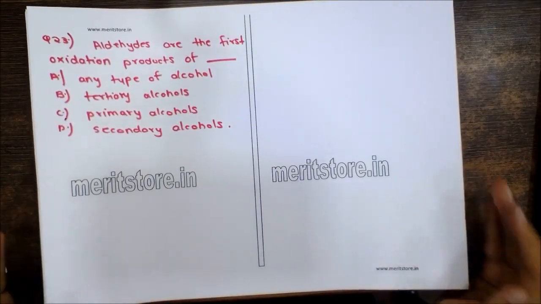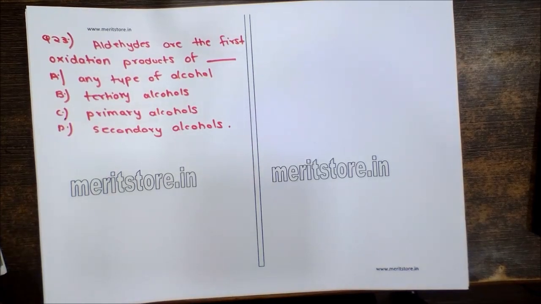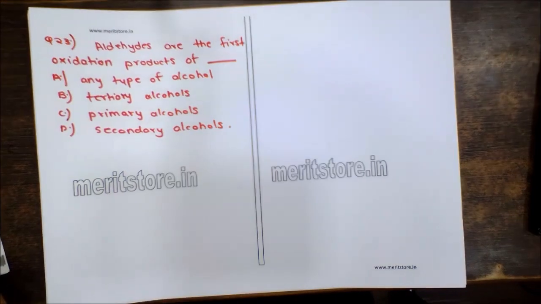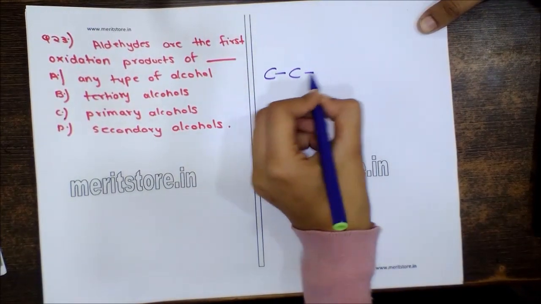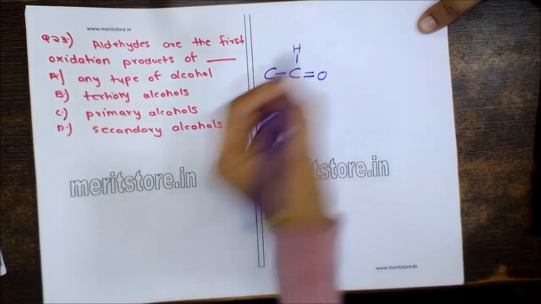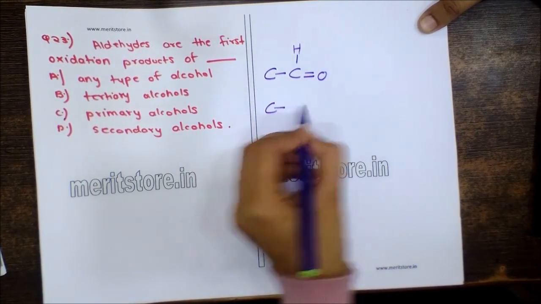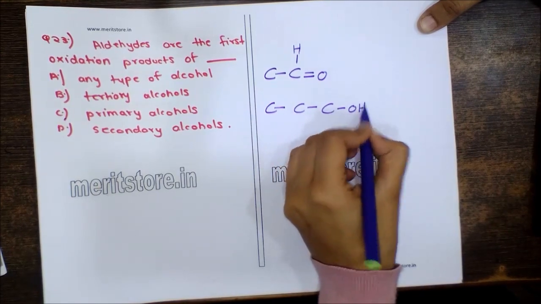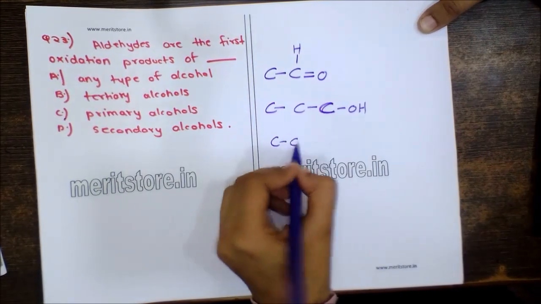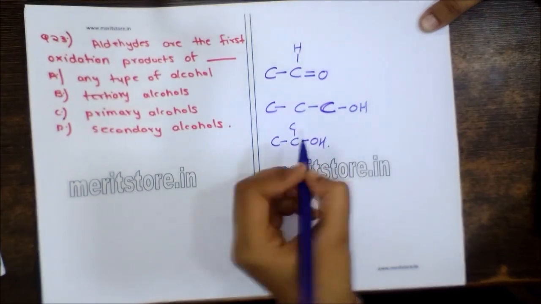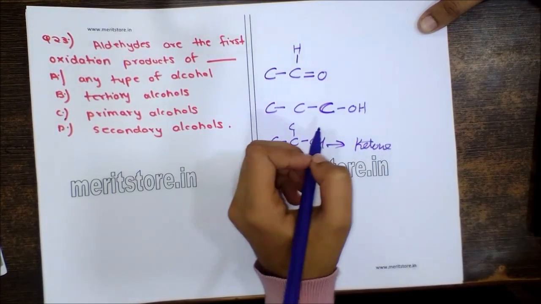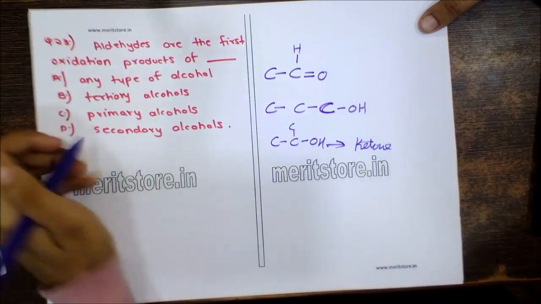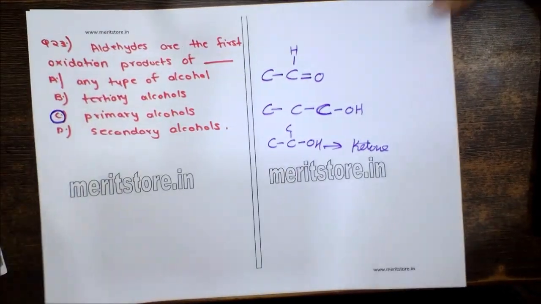Question 23. Aldehydes are the first oxidation products of A. any type of alcohol, B. tertiary alcohol, C. primary alcohol, D. secondary alcohol. So if I have to make an aldehyde, this is my aldehyde. So I will need a primary alcohol. This is my primary alcohol. If it will be a secondary alcohol, it will turn out to be a ketone. So always primary alcohols give us aldehydes, whereas secondary give us ketones. Therefore option C, primary alcohol, is my correct answer.